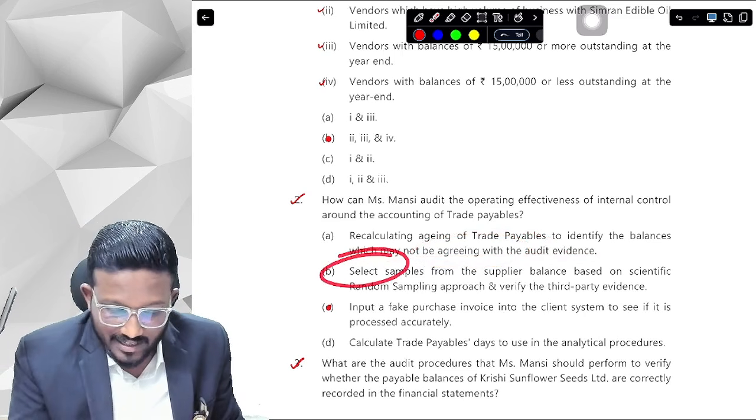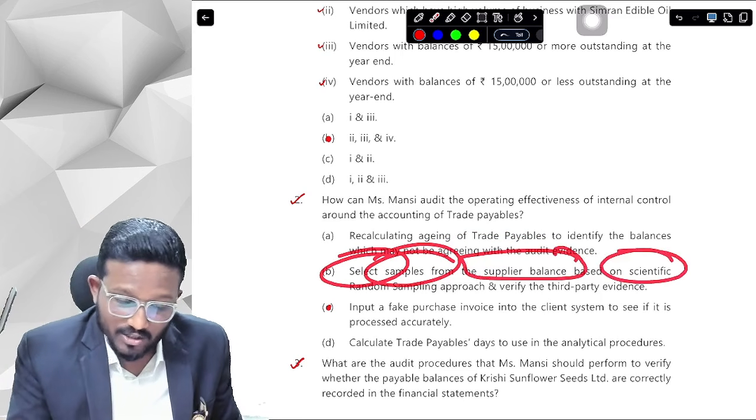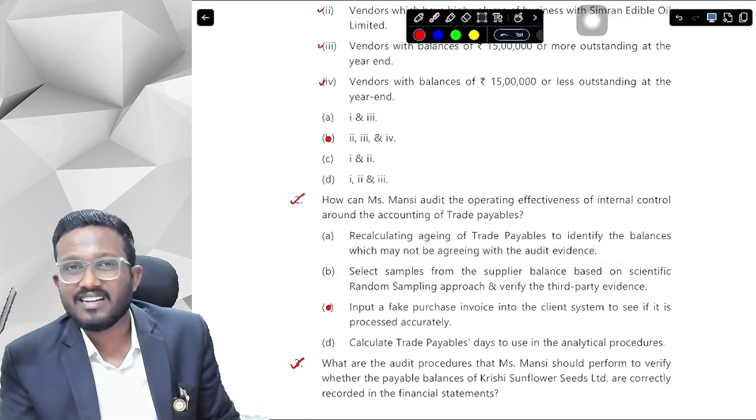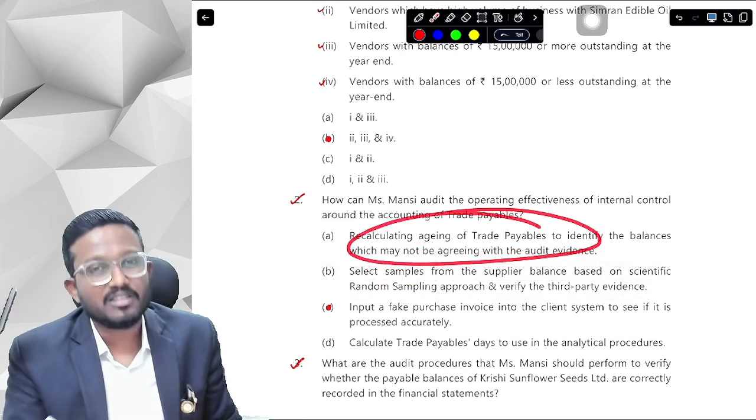Second, we need to select samples from the supplier balances based on a scientific random sampling approach and verify the third party evidence. No, this is not a TOC, this is a substantive procedure. This is also a substantive procedure.